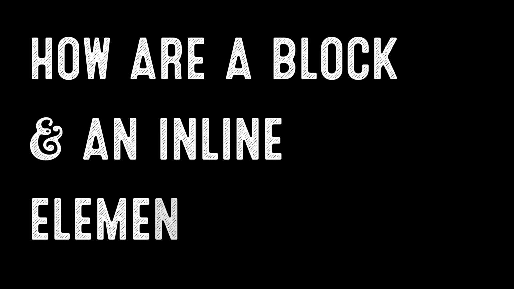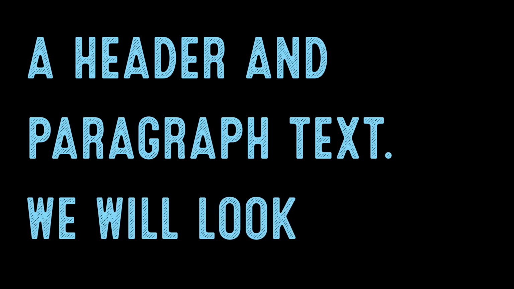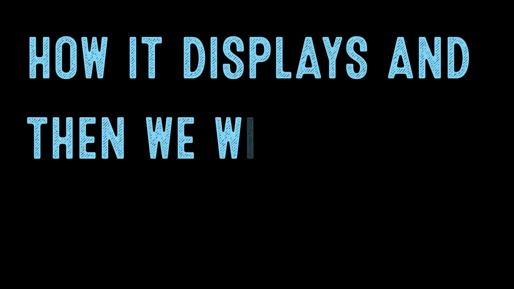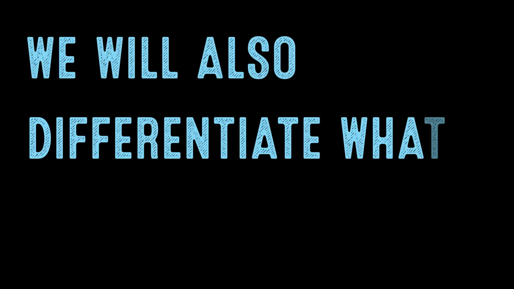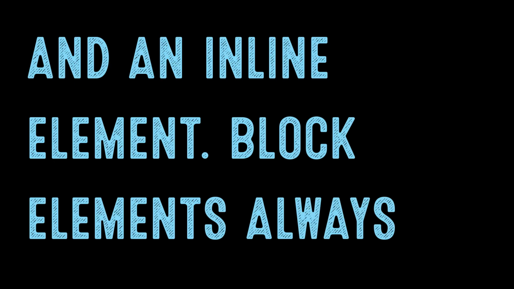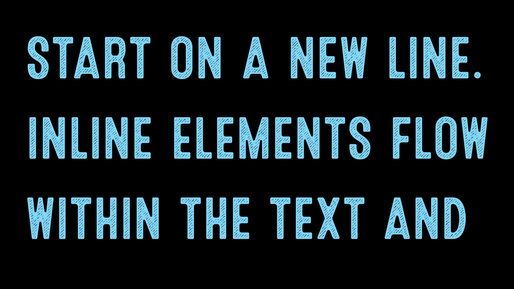How are a block and an inline element different? In the next example, we will look at a browser page with a header and paragraph text. We will look at how it displays, and then we will also look at how it is seen by CSS, i.e. with invisible boxes around each element. We will also differentiate what we mean by a block and an inline element. Block elements always start on a new line. Inline elements flow within the text and do not start on a new line.